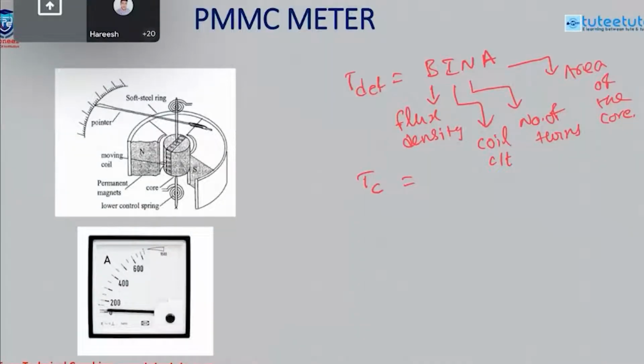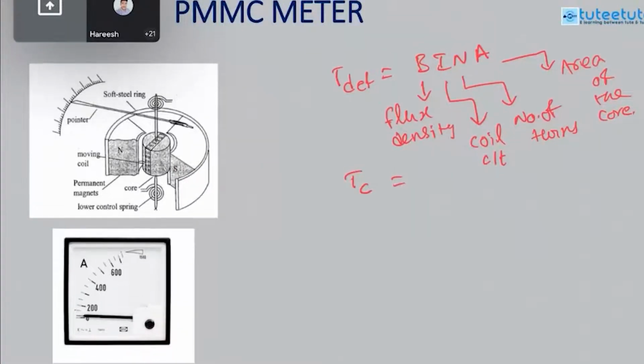Deflection torque is given by BINA, where B is flux density, I is coil current, N is number of turns in the given coil, A is the area of the core. TC is the controlling torque. The controlling torque is developed by the spring, so that is written as Kc theta.